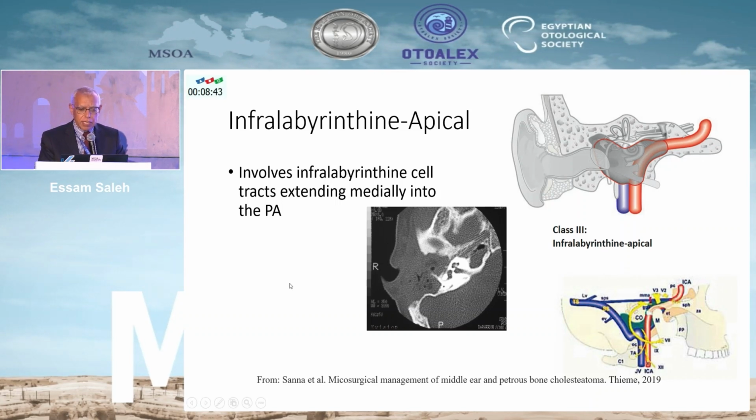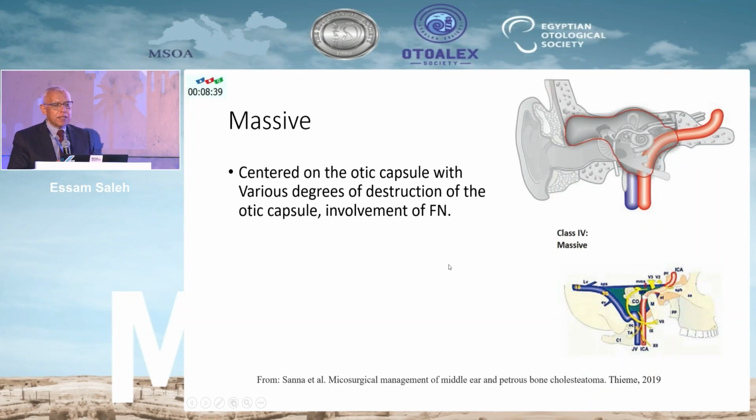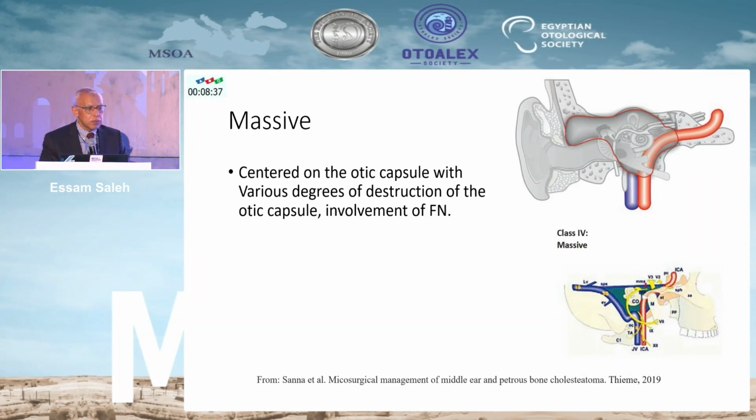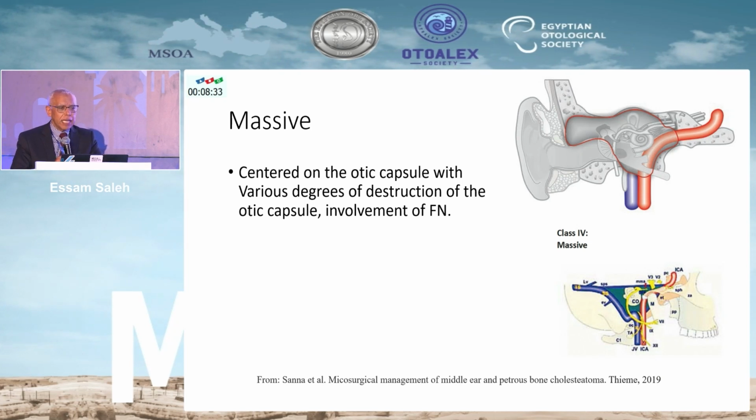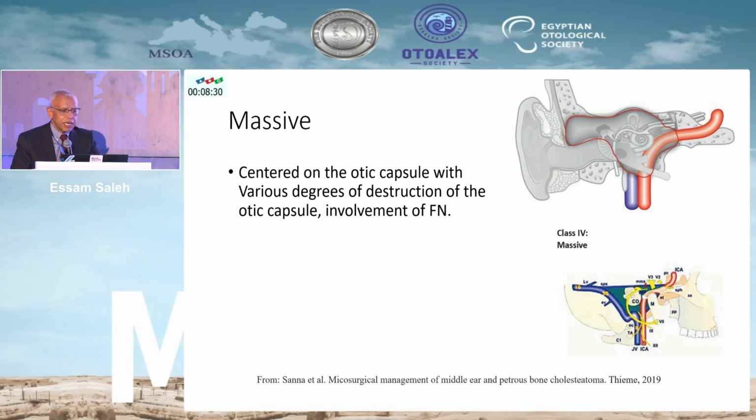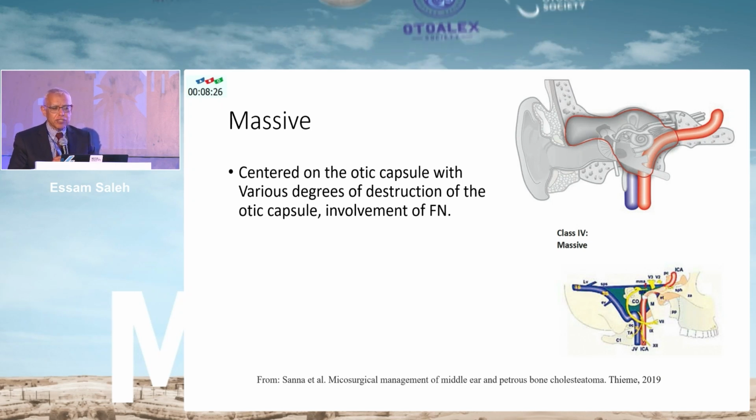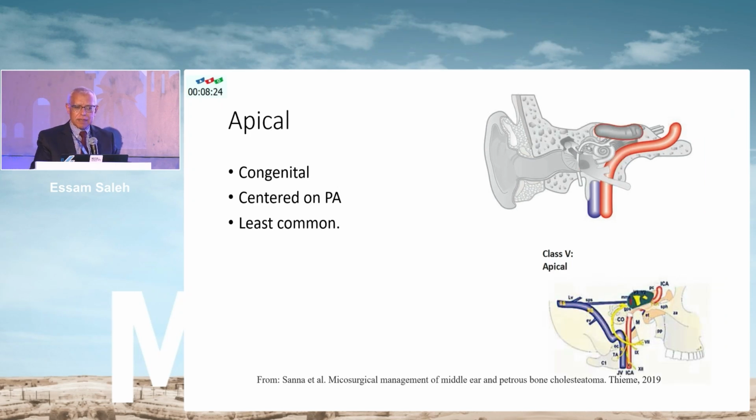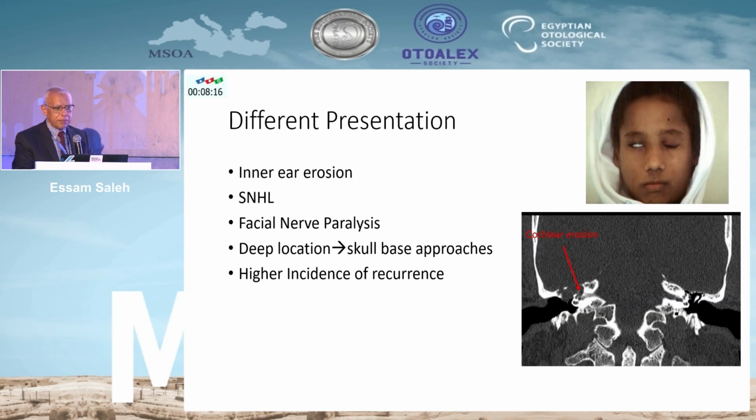So it will be not only the infralabyrinthine, but also involves the petrous apex. The massive is centered on the otic capsule itself, so it will entail significant and variable degrees of destruction of the otic capsule. And again, we usually find facial nerve paralysis in these cases. The apical is the least common. It is congenital, it's not iatrogenic, and it's centered on the petrous apex.